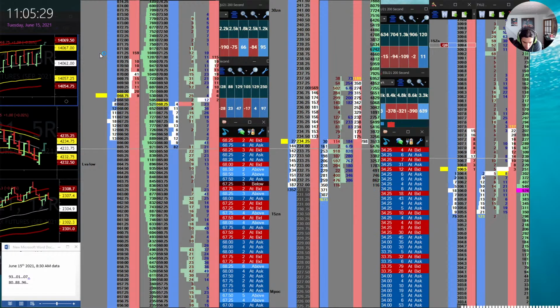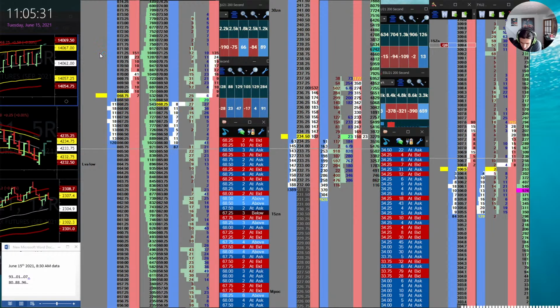Here we come, seeing a bit of an up move here. Bids being held around the 62 for the last few minutes.